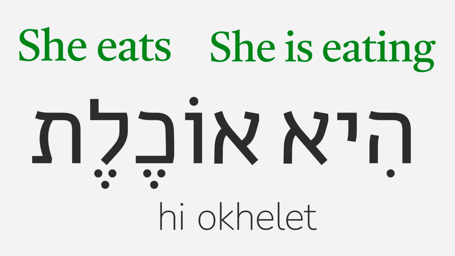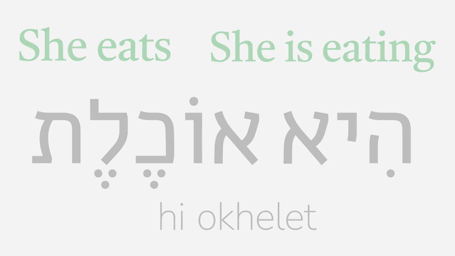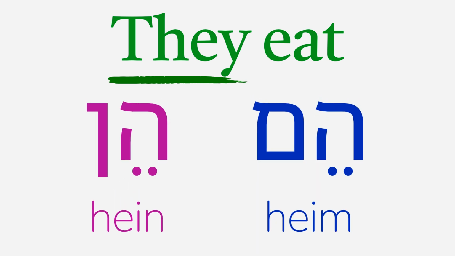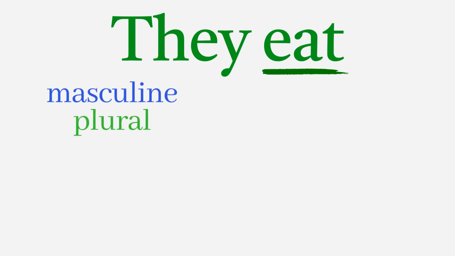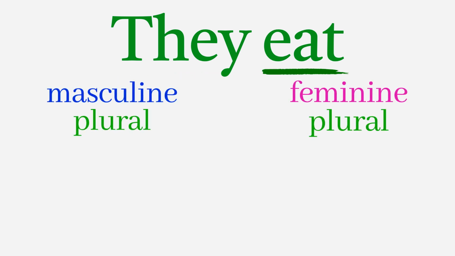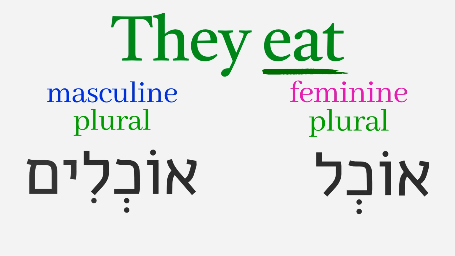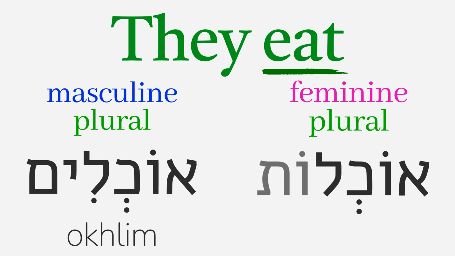היא אוכלת. היא אוכלת. To say they eat, the word they will be either masculine הם or feminine הן, which are both plural pronouns. The verb eat must therefore be in masculine plural or feminine plural form. These forms are made by taking ochel, once again, changing the tsere into a shva, and adding an ending. The masculine ending is im, which gives us ochlim, and the feminine ending is ot, which gives us ochlot.